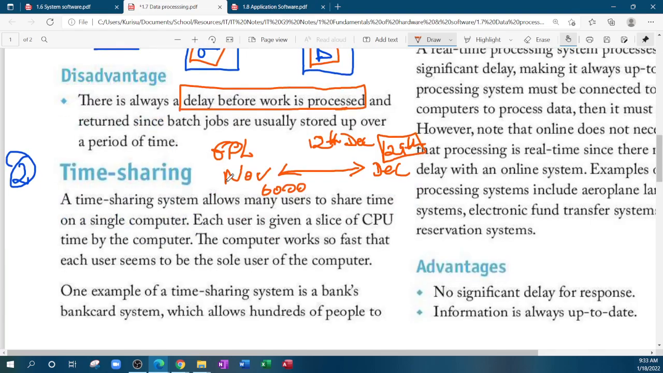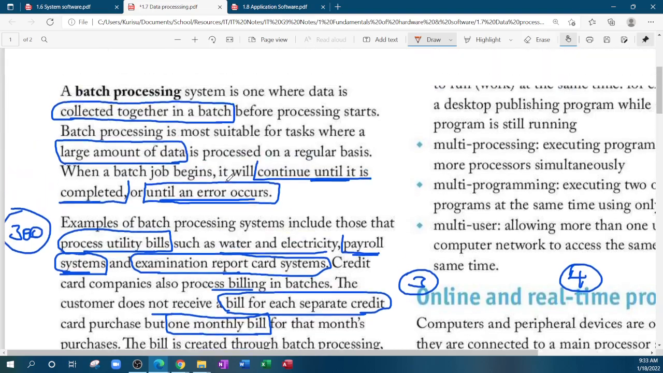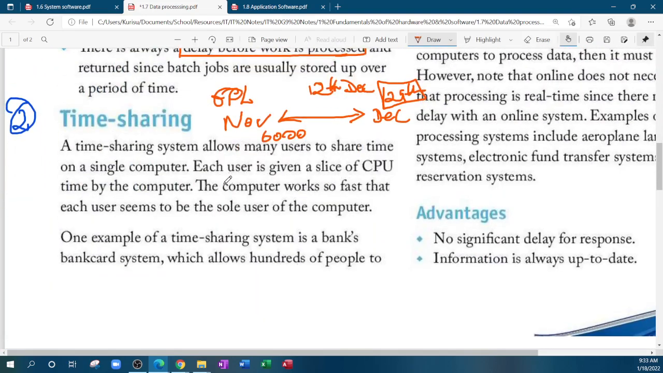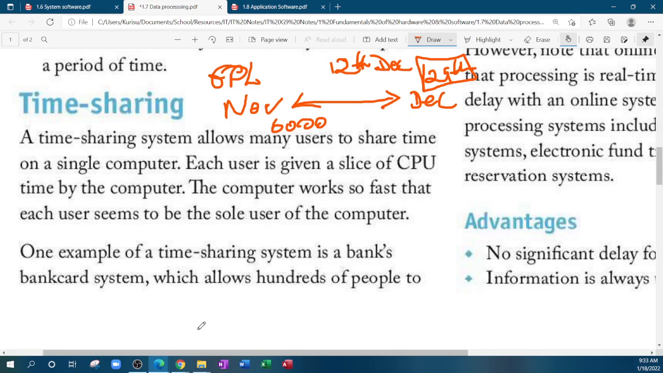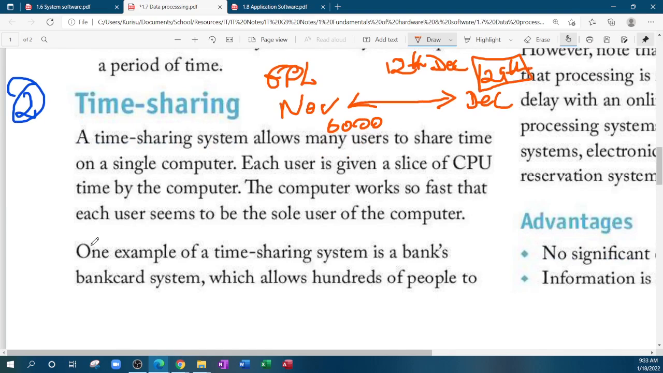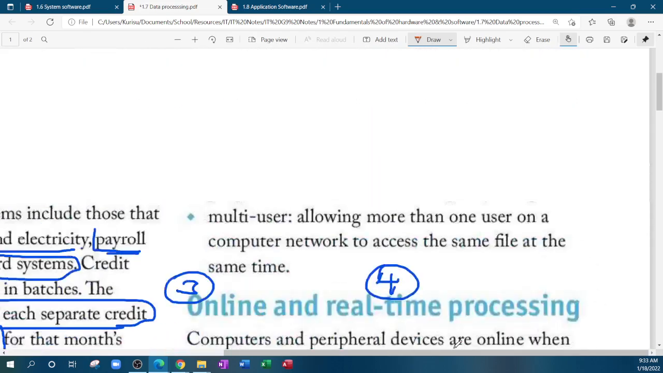All right, so that there is batch processing. Those are the advantages, those are the disadvantages there. So next we're going to move on to time sharing, the second method of processing.